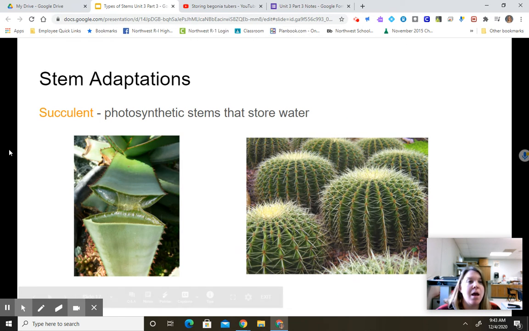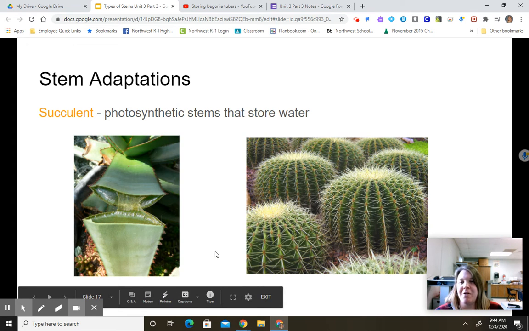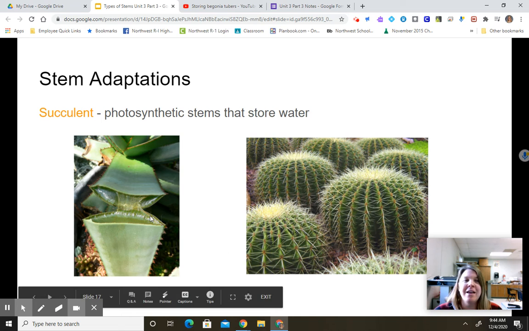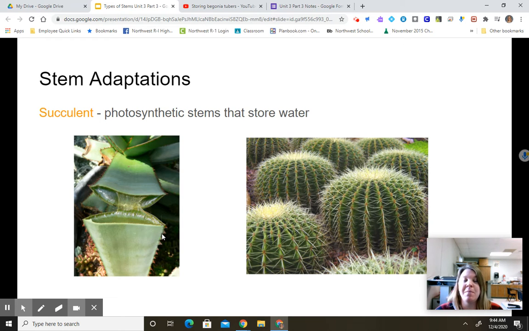Okay. There are also succulents. These are going to have photosynthetic stems that store water. So think aloe. They're very popular right now. Those little, just kind of green, kind of cactus-like plants. These are photosynthetic stems that are going to store water. And these typically live in dry areas. So that's why they need to be able to store water in their stems.